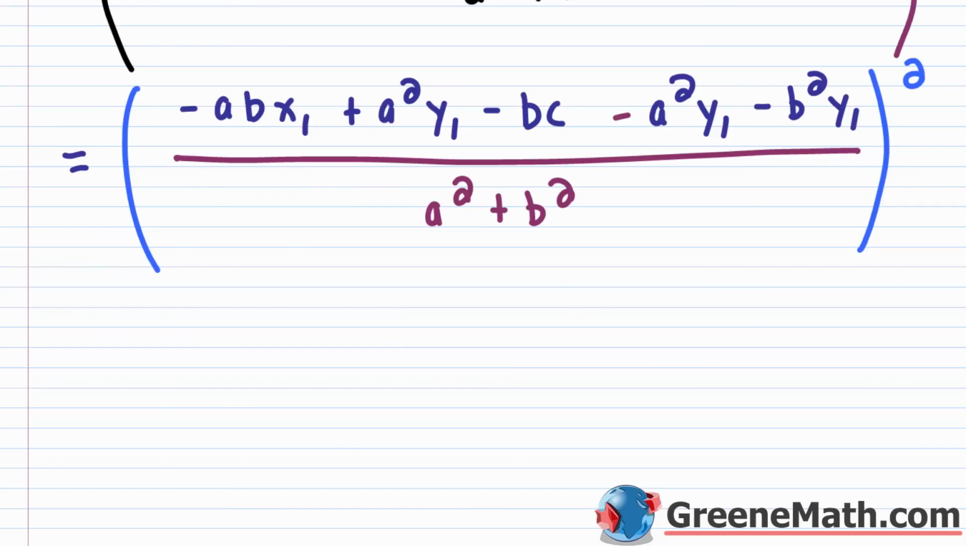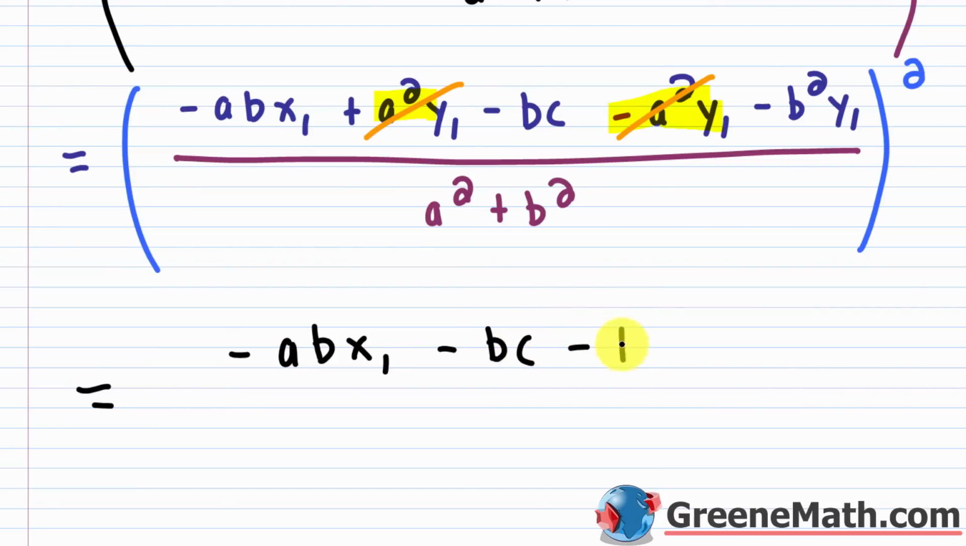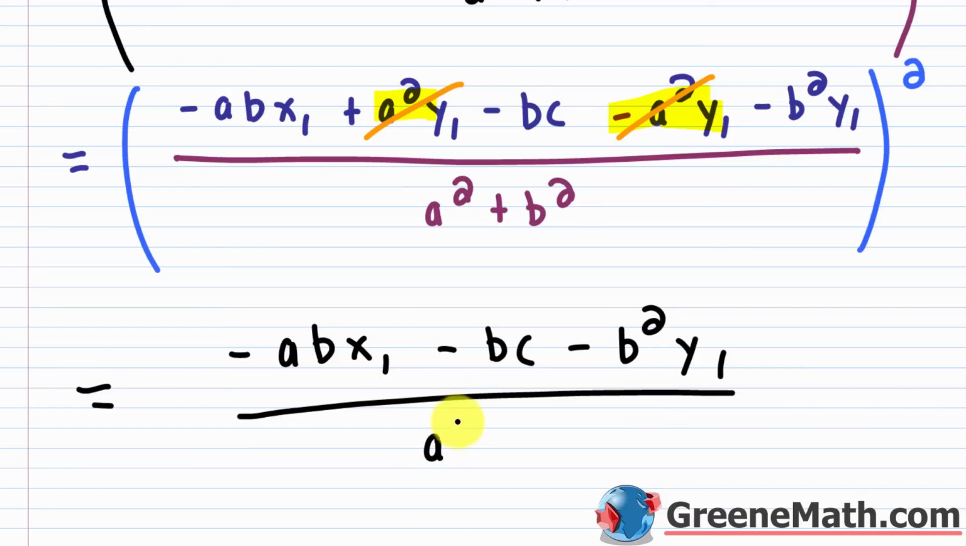At this point, it's not that bad. You notice that you have a squared y sub 1, and then you have a negative a squared y sub 1. So those are going to cancel. So let me show this as canceling with this. And then let me write this down here. We'll say this equals negative abx sub 1 minus bc, and then minus b squared y sub 1. This is all over a squared plus b squared. Let me wrap this, and this is going to be squared.